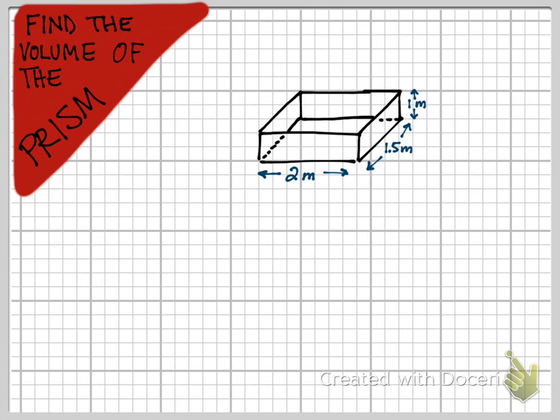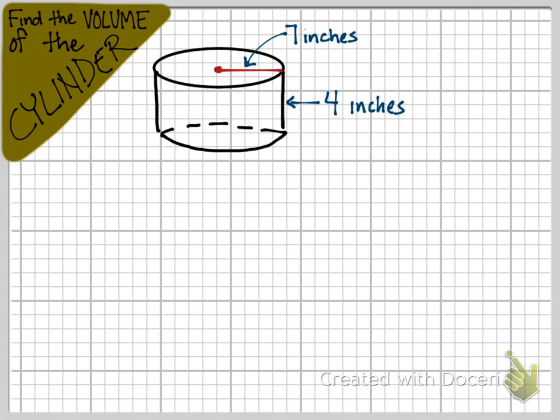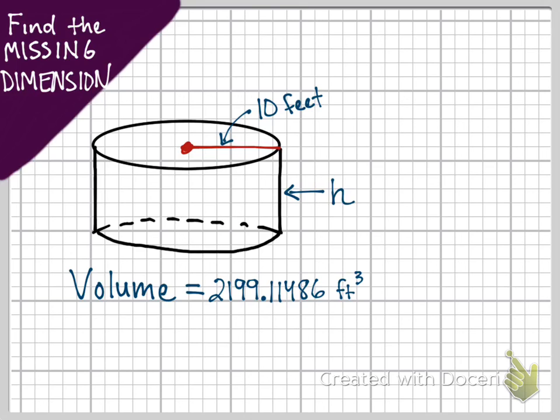Now it's your turn. Find the volume of the prism shown in the picture. Find the volume of the cylinder shown in the picture. Find the missing dimension of the cylinder. And in this cylinder, we know the radius and we know the volume, and the missing dimension is the height. So find the height of the cylinder.